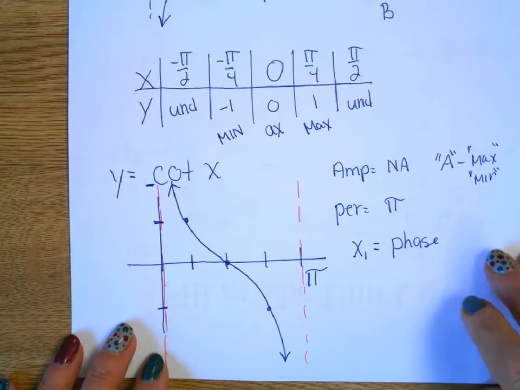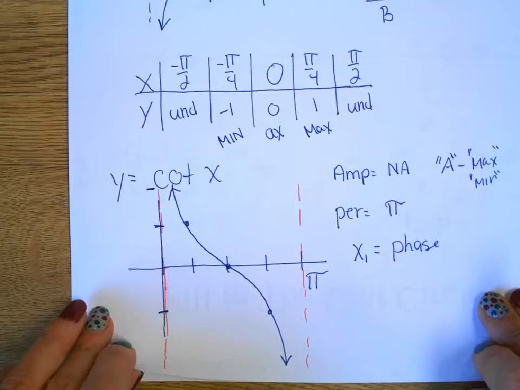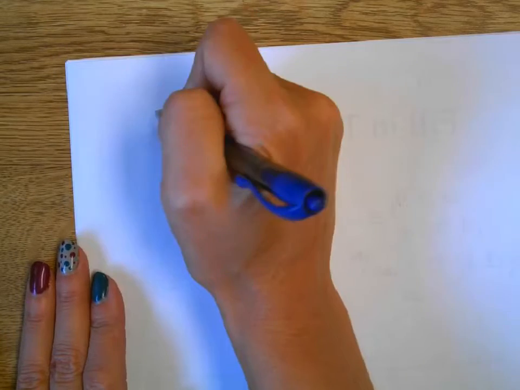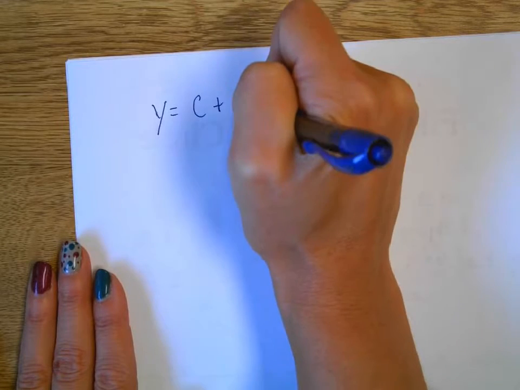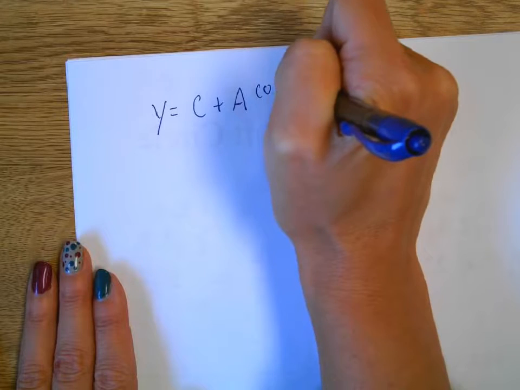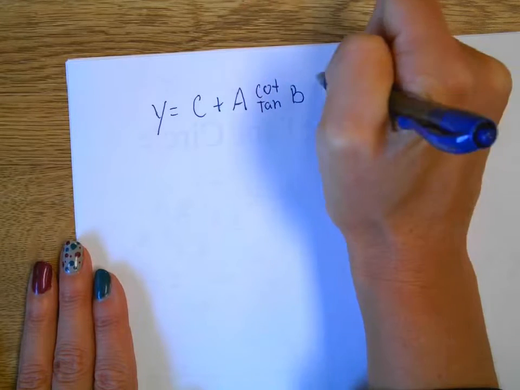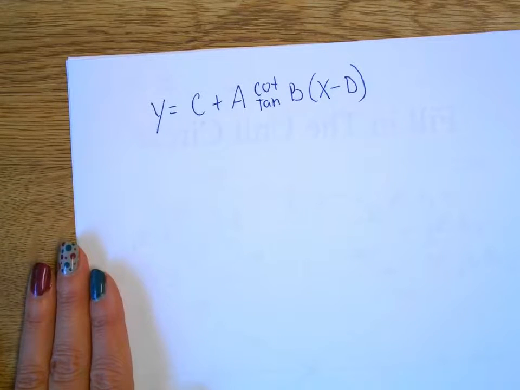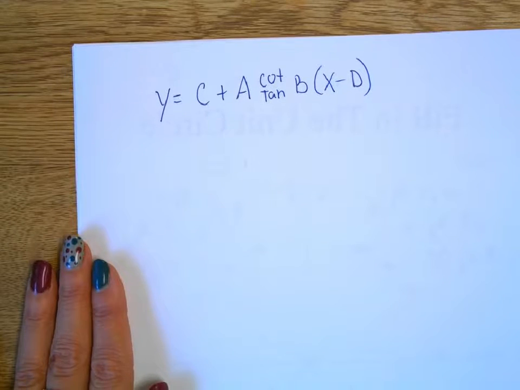Okay, so if it's tangent, is it going to have a phase? It might. They don't all have to have phase. Hold on, I'll show you. Patience. Okay, so y equals c plus a, I can have cotangent or tangent b x minus d. Just like the other functions. Just going next to the one we just did. It's going to start our next example.